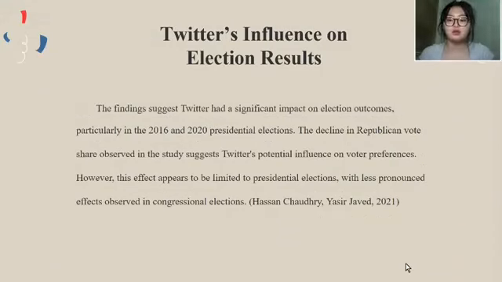This part, I want to talk about Twitter's influence on election results. The findings suggest Twitter had a significant impact on election outcomes, particularly in the 2016 and 2020 presidential elections. The decline in Republican vote share observed in the study suggests Twitter's potential influence on voter preferences. However, this effect appears to be limited to presidential elections, with less pronounced effects observed in congressional elections.